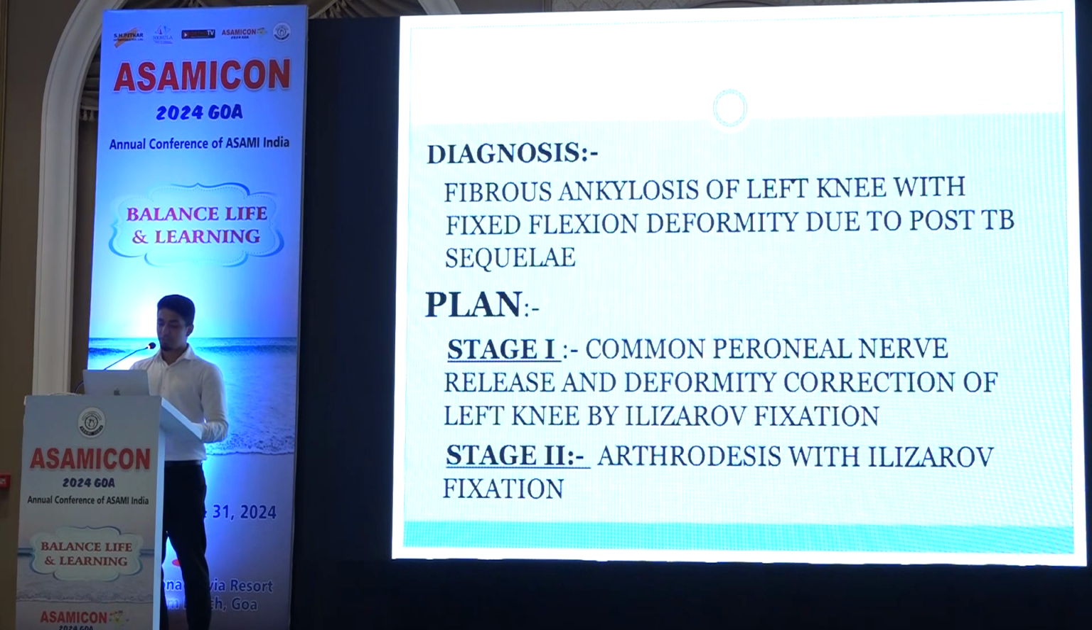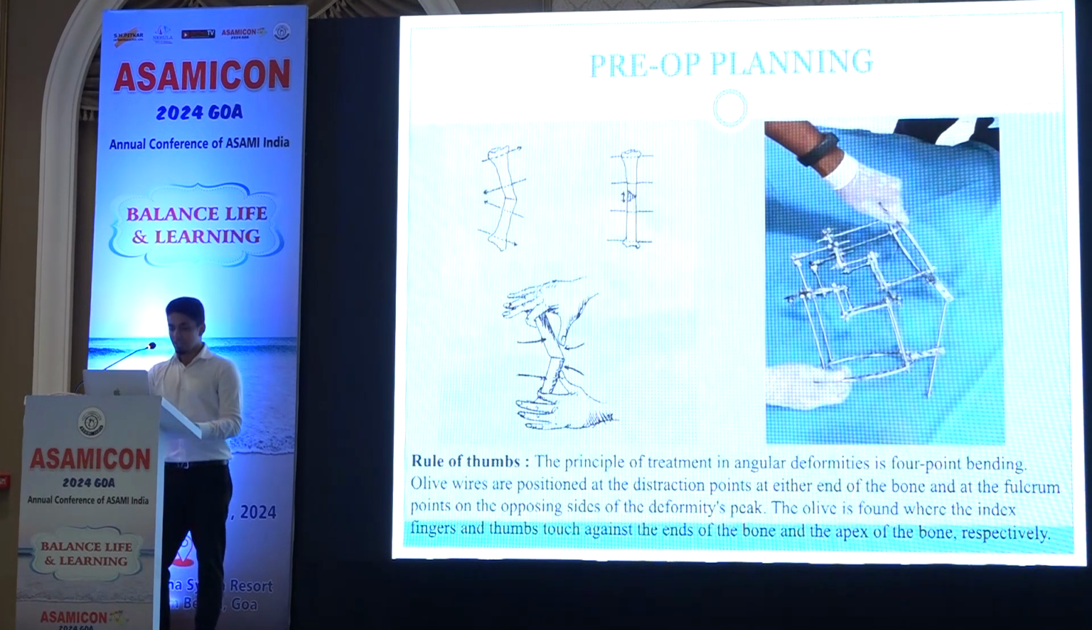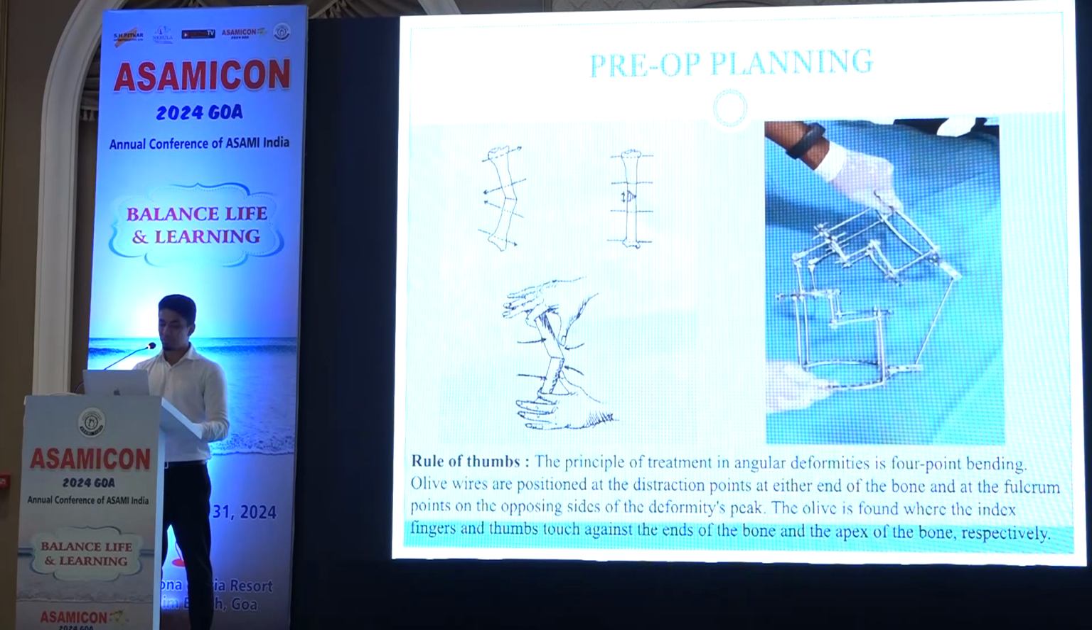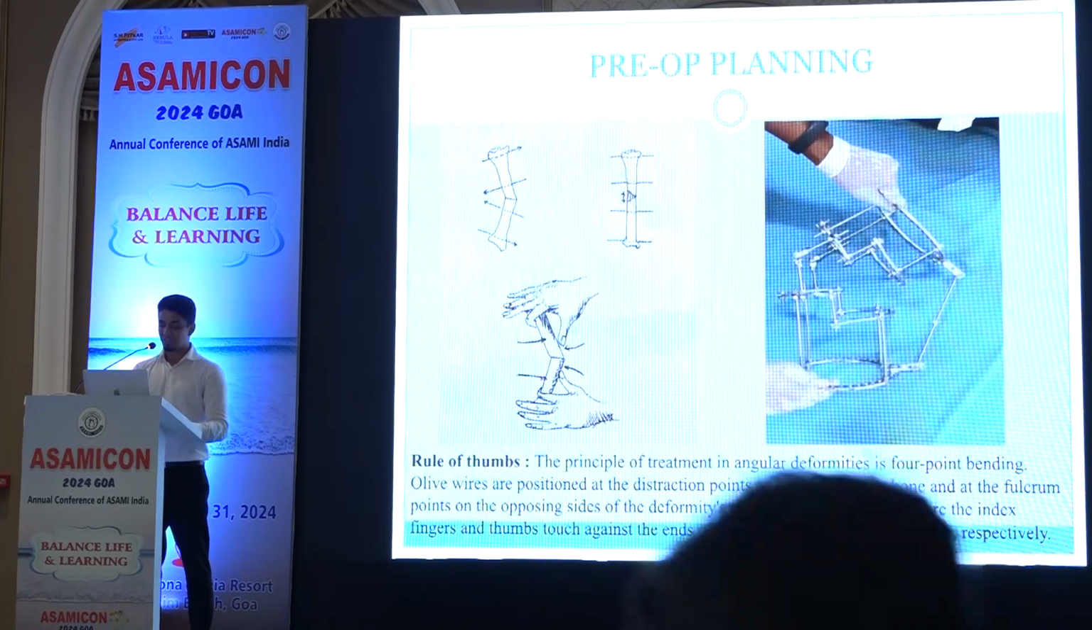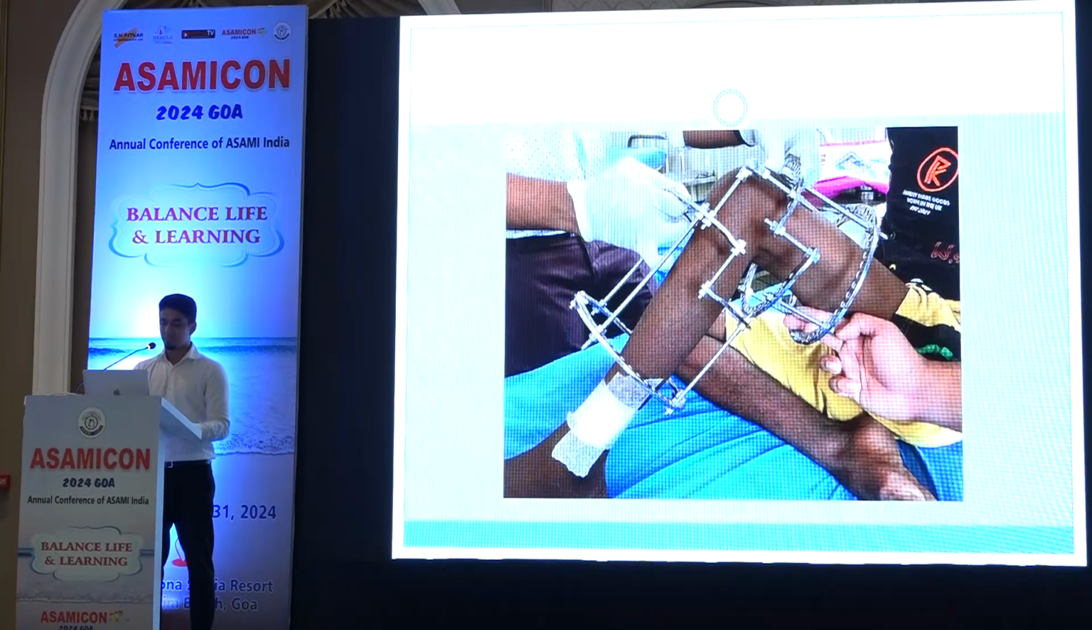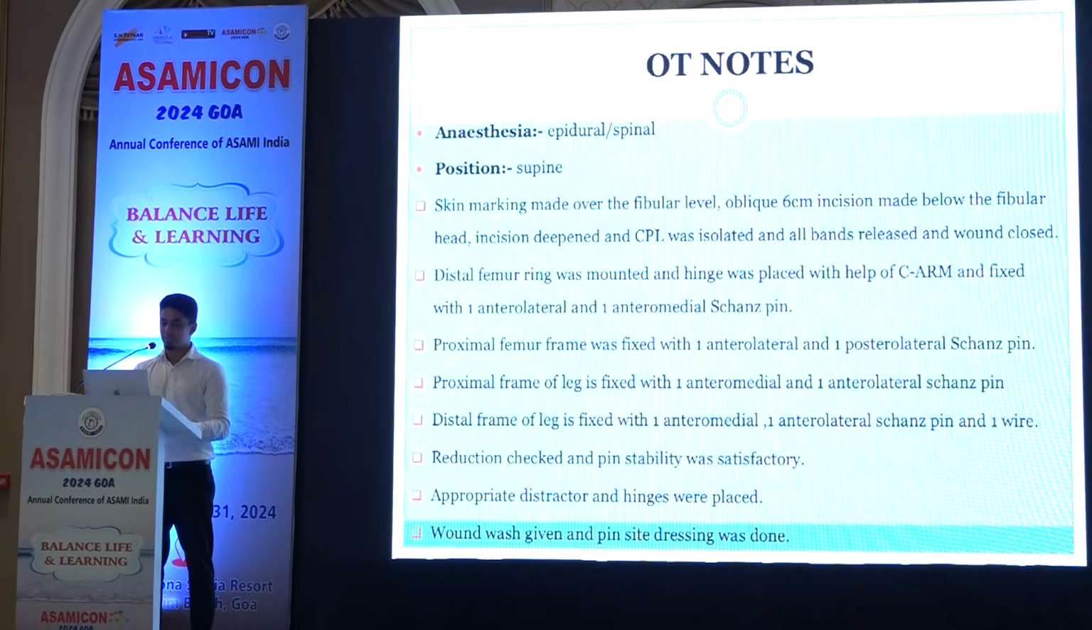The patient was planned for a two-stage procedure. The first stage was common peroneal release with deformity correction of the left knee using Ilizarov fixation. The second stage planned was arthrodesis with Ilizarov fixation. The preoperative planning was done using the rule of thumb, in which the olive wires were placed at the ends of either bone and at the fulcrum points on the opposing end of the deformity's peak. After the preoperative planning, the frame was mounted on the patient's leg.